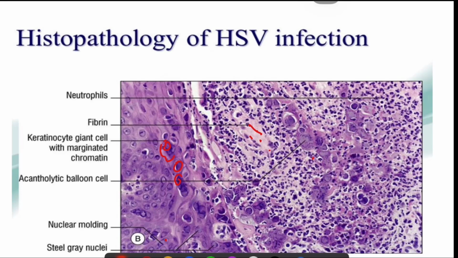So herpes infection shows megaly, so cytomegaly, then margination of chromatin, then there is multinucleation, right, and molding. So you have to remember 4M for herpes infection.